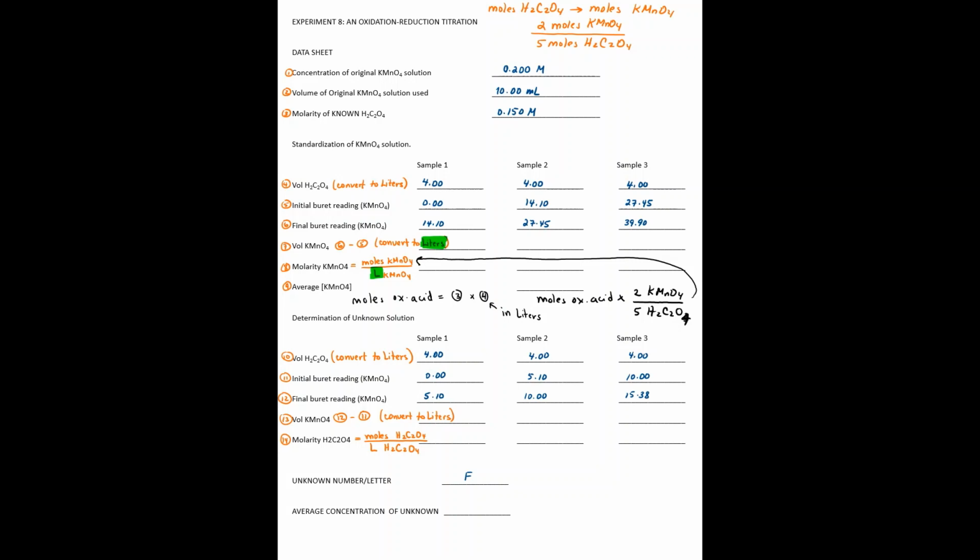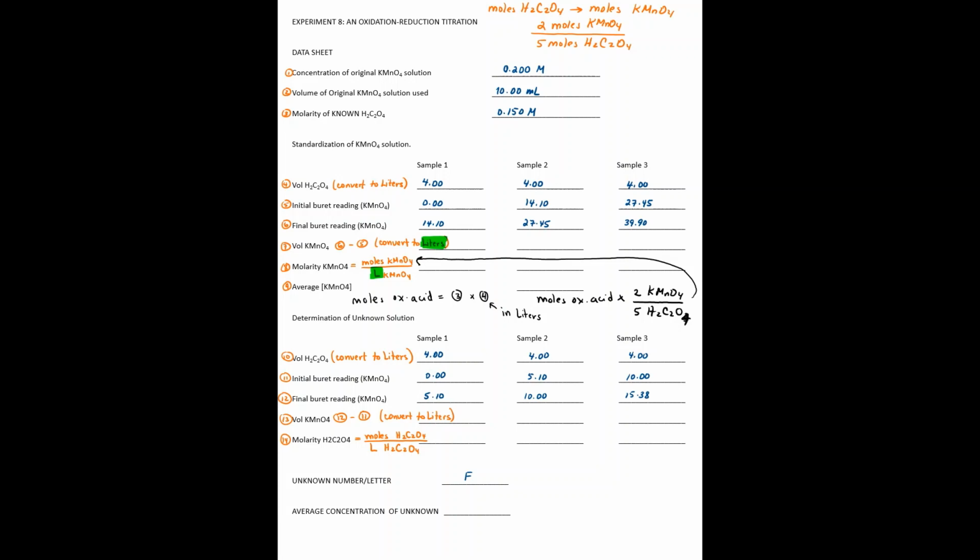Whatever number you're calculating, it's in milliliters because the burette is measuring volume in milliliters. So you have to convert your milliliters to liters, and that's the volume that you're plugging into your equation in number 8 to get the molarity of the permanganate. So you're doing the same thing with each sample.